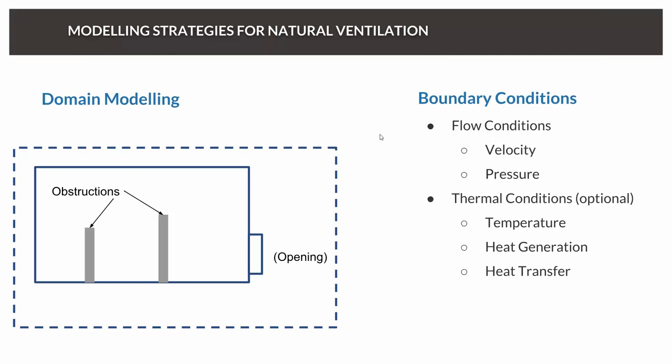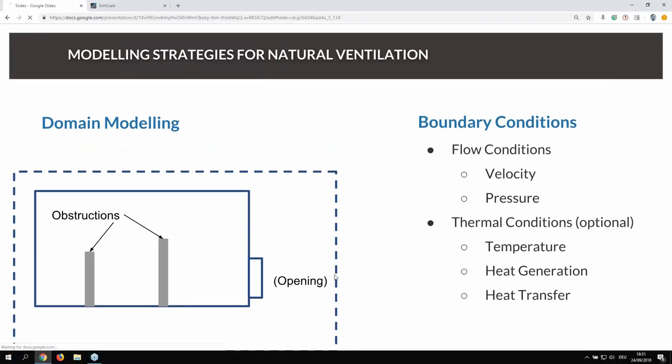And we use different kinds of boundary conditions to specify how our air is interacting with the object. So we have flow conditions, so we can define velocity and pressure values or profiles at surfaces. And in addition, we have optional thermal conditions, which we can also use if we want to consider natural convection, including a temperature boundary condition on surfaces, heat generation boundary conditions, or heat transfer boundary conditions.